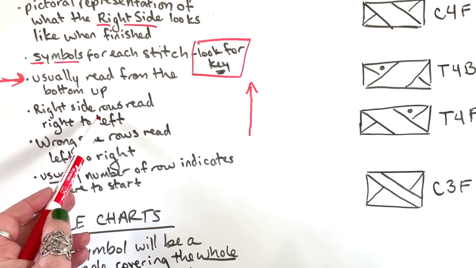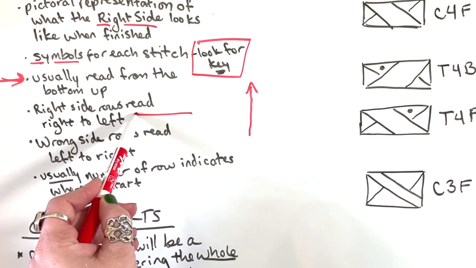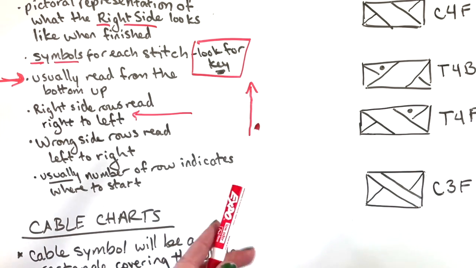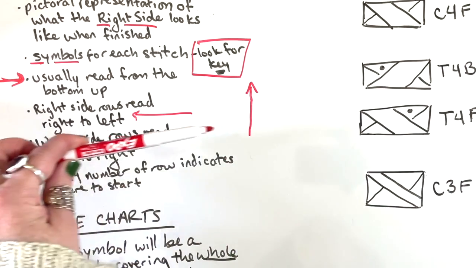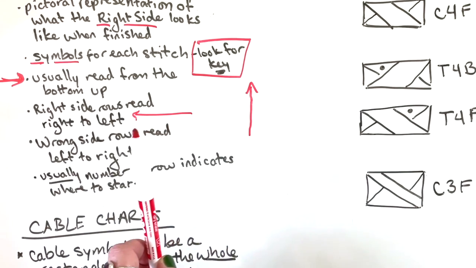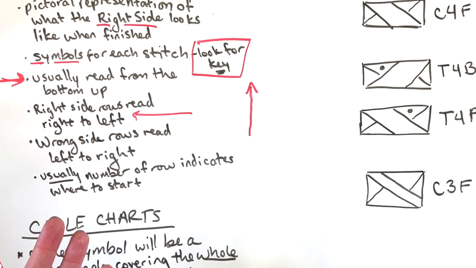Right side rows are usually read from right to left. It is actually the direction you are knitting. Sometimes that's a little bit of a head turn, but it is the direction you are knitting. Most knitters knit this direction. The stitches move towards the right, but you're knitting the stitches as you come to them. And when you're done, you will see the row as you have made it.